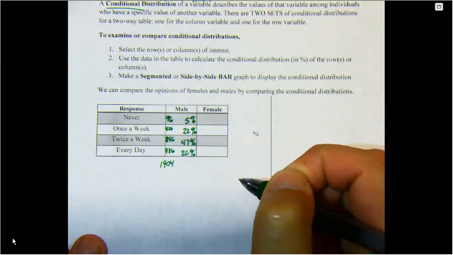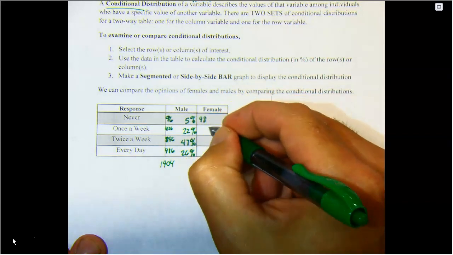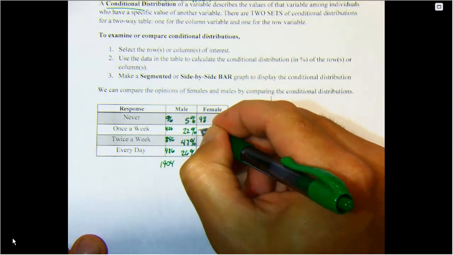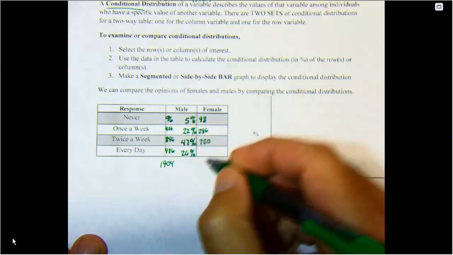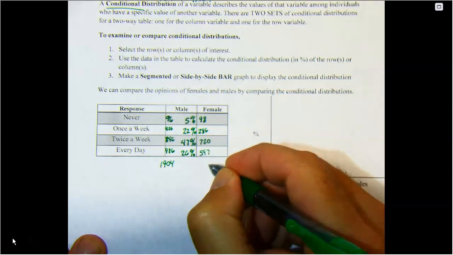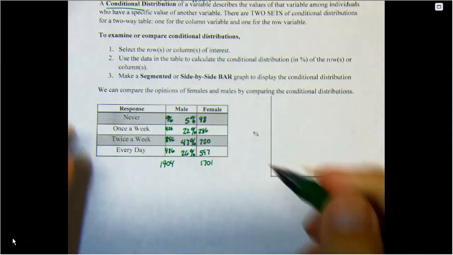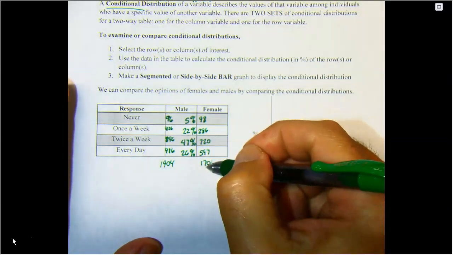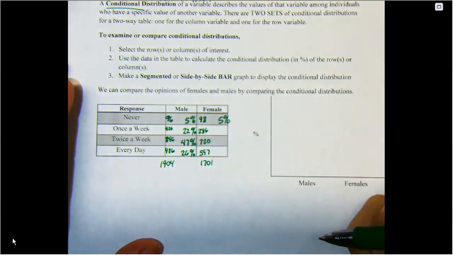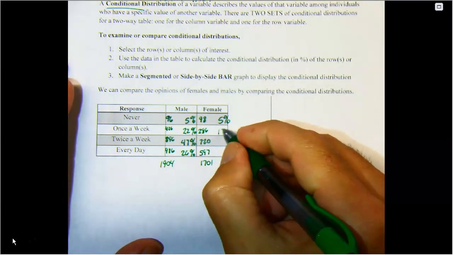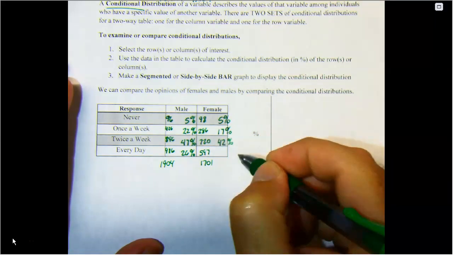If I do the females, again to help me out in the female chart, there were 98, 286, 720, and 597, for a grand total of 1701. So if we took 98 divided by 1701, that's going to tell me that 5% of the females also never play Fortnite. I think we're past needing to keep describing this, so we're just going to fill out the chart as we go.